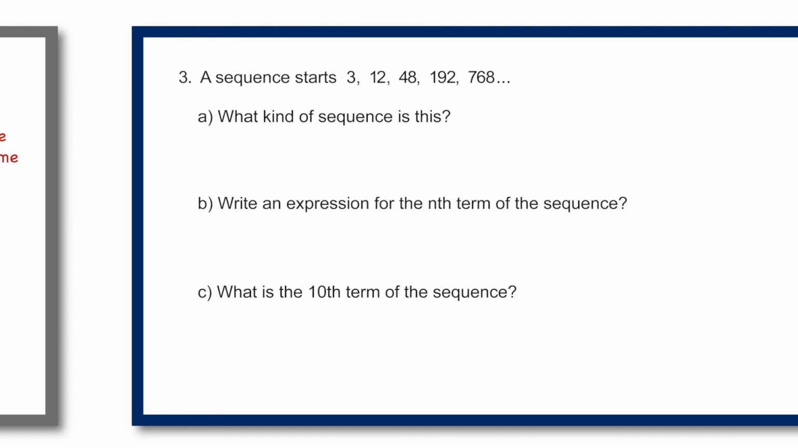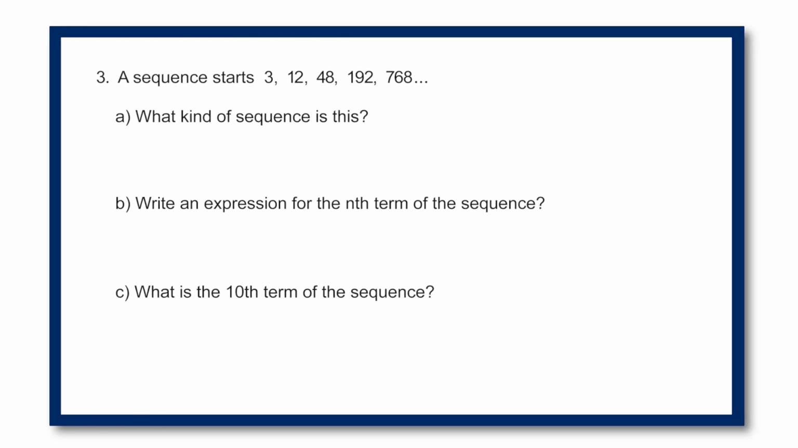Question 3. A sequence starts 3, 12, 48, 192, 768. Part A. What kind of sequence is this? Well, we can see that we are multiplying by 4 each time to generate the next term in the sequence. So this is a geometric sequence.